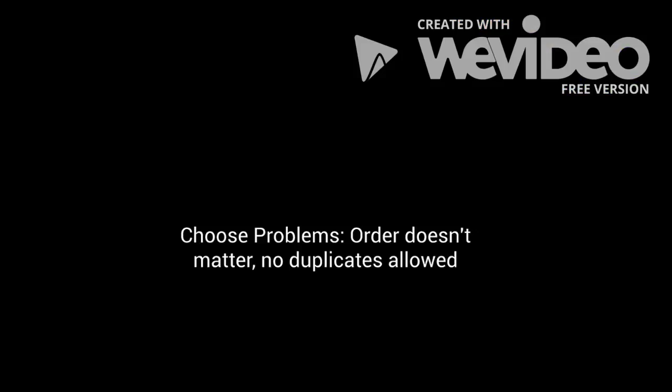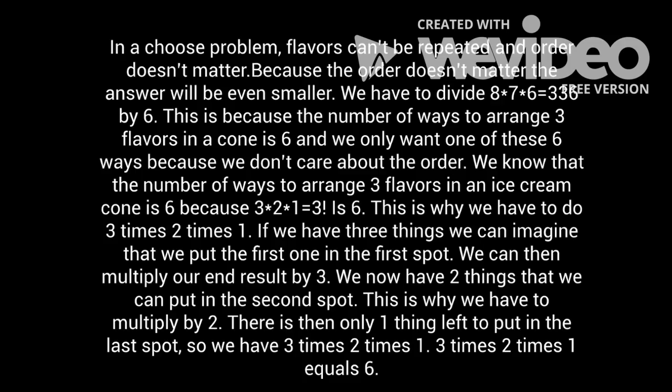Choose problems. Order doesn't matter, no duplicates allowed. In a choose problem, flavors can't be repeated and order doesn't matter. Because the order doesn't matter, the answer will be even smaller. We have to divide 8 times 7 times 6, which equals 336, by 6. This is because the number of ways to arrange 3 flavors in a cone is 6, and we only want one of these 6 ways because we don't care about the order.